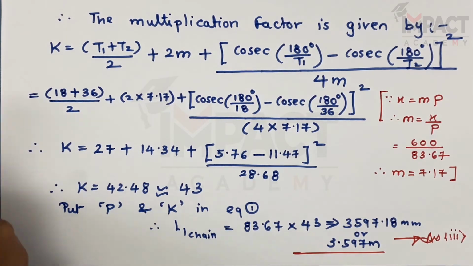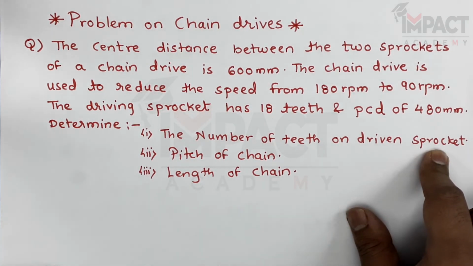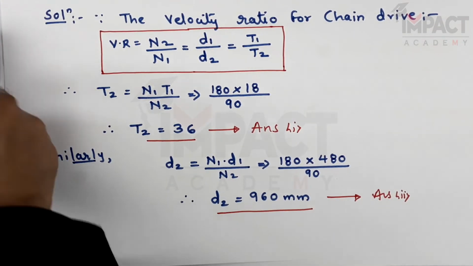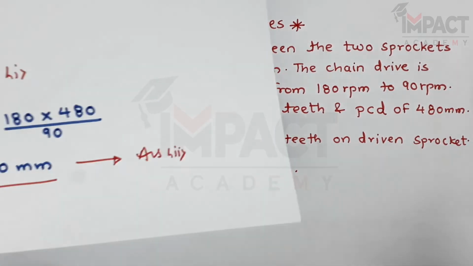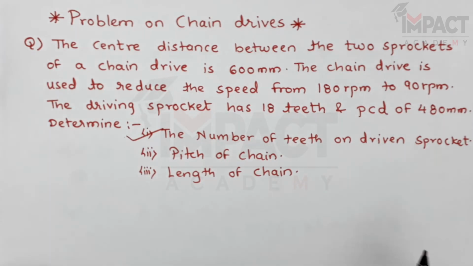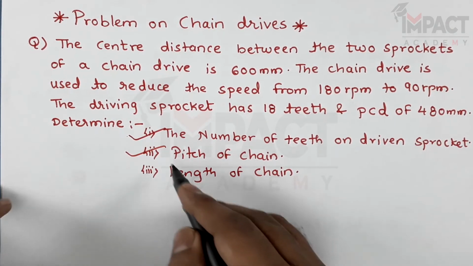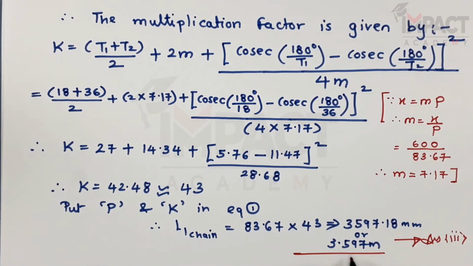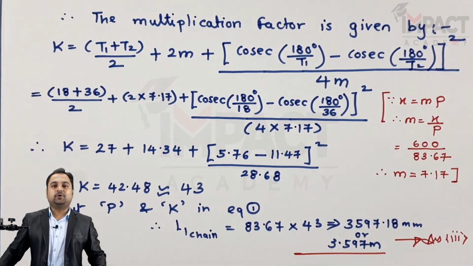So whenever in the problem it is asked to calculate the length of chain, this approach should be used. And as we can see from the problem, they had asked us 3 questions. The first one was to find the number of teeth on the driven sprocket, and that value came out to be 36. So this was the first answer. Next, the pitch of the chain, it came out to be 83.67 mm. And finally, the length of the chain, the answer is 3.597 meter. And with this, the problem gets completed.